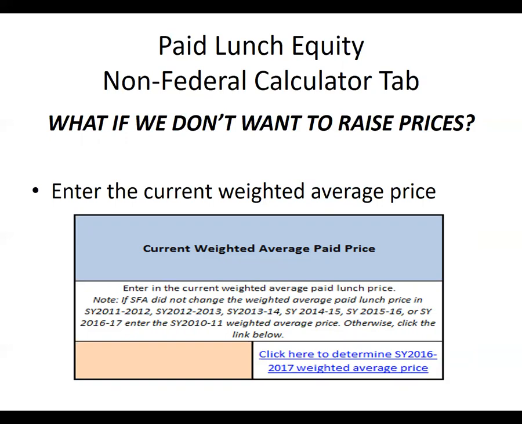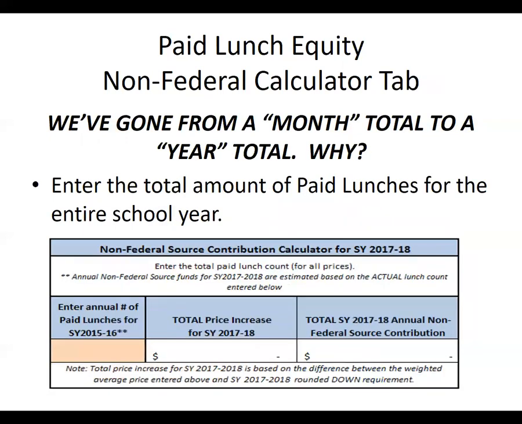Enter the current weighted average price as determined by the October claim numbers and applicable prices. Following our example, $2.74 would be entered here. We started with using the October paid lunch claim figures.